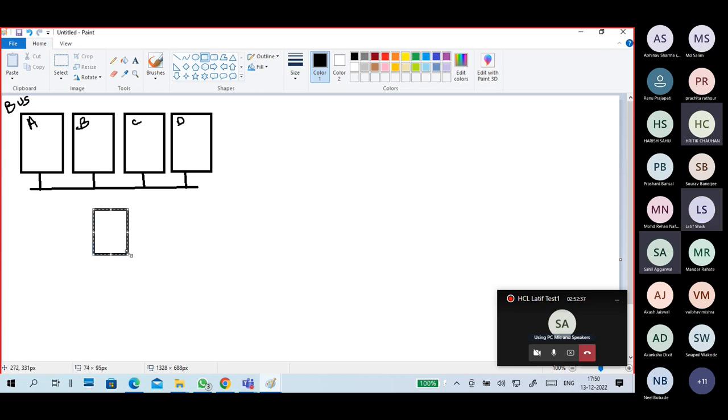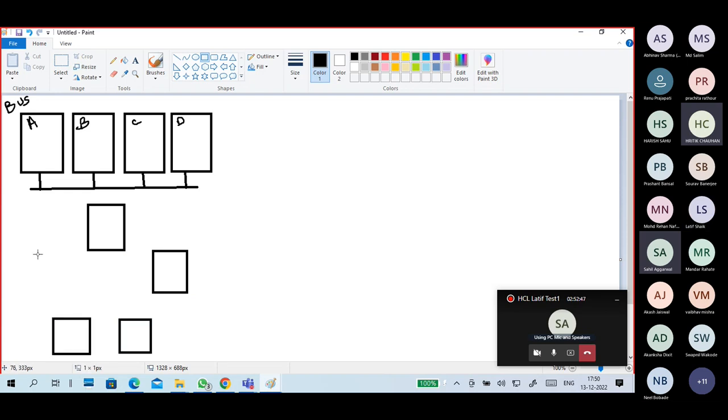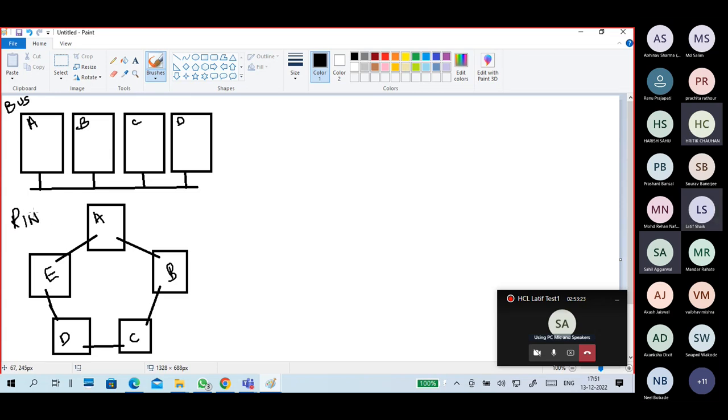Next one, ring topology. What is ring topology? Each device is connected to the next device. A device is connected to the next device, and like that, a ring topology will be formed. For example, A is connected to B, B is connected to C, C is connected to D, D is connected to E. So this is ring topology.